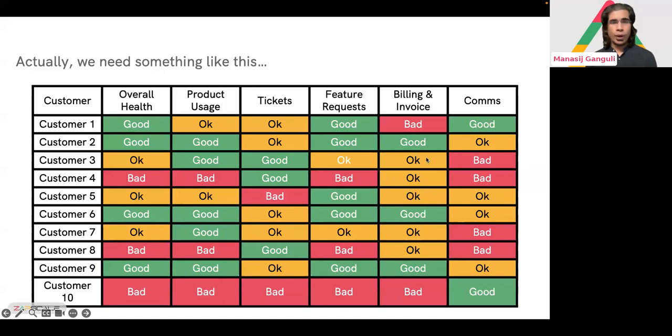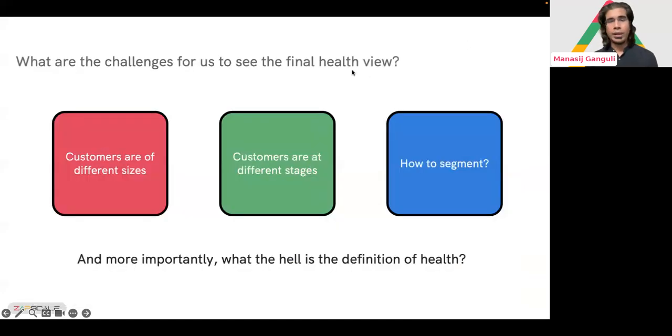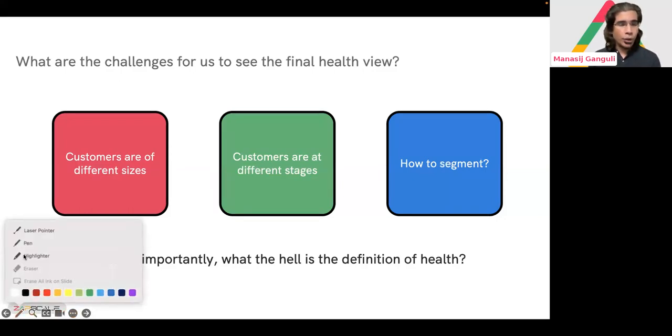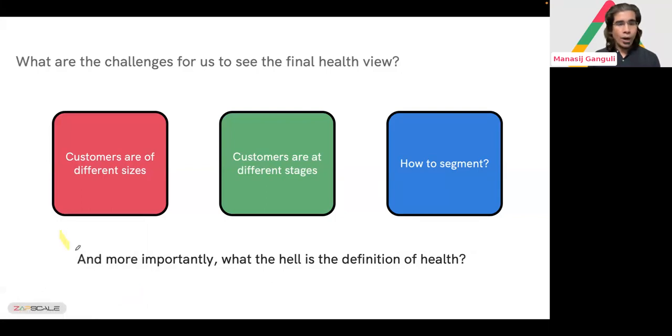But it's not easy to get to this. So let me start from the customer success part. Because our customers are different sizes and at different stages, we need to first segment them and of course find out what health is, and why we need to look at customer health in the first place. So it's very important to understand that perspective. These are all the things that we need to worry about in this particular discussion.